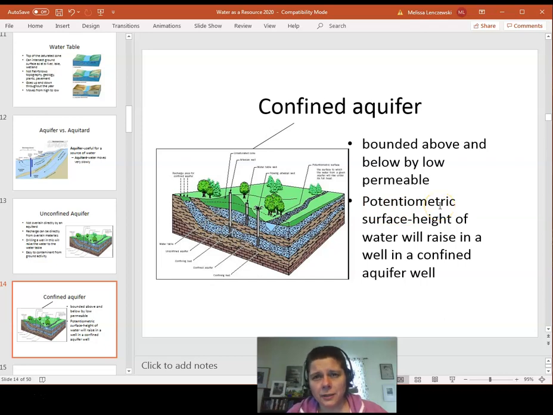If you take a hydrogeology class, you'll get a lot more into that. But this is called the potentiometric surface. Basically, it's like if you put water and you squeezed it, you pushed on it, and water started coming up a straw.